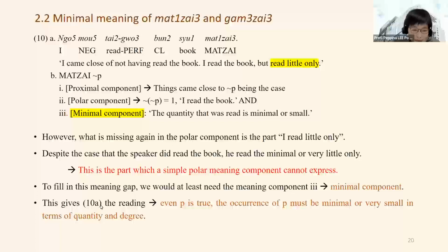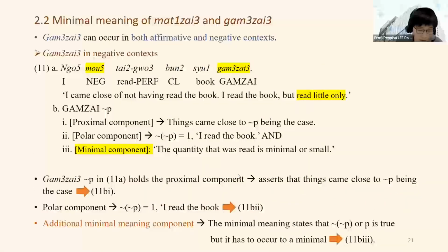In other words, 10A gives an additional reading: even if P is true, the occurrence of P must be minimal or very small in terms of quantity or degree. That depends on what the sentence is indicating. And then, as we mentioned earlier, 今制 can occur in both affirmative and negative contexts. Let's see whether the minimal reading is still there.